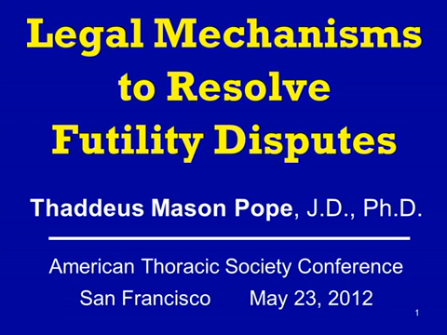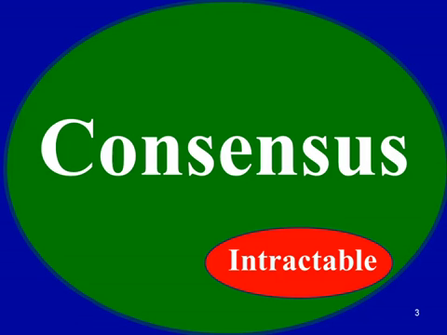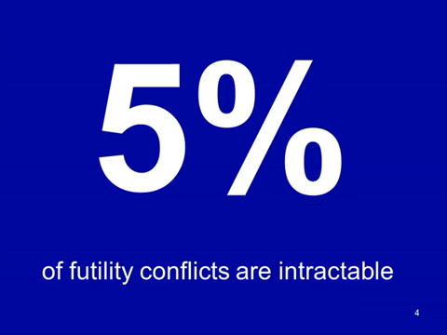Good afternoon. So I'm going to address legal mechanisms to resolve futility disputes. And the first thing, and the most important thing to say about legal mechanisms, is that they are, and usually should be, a last resort. This sort of echoes Randy's comments earlier. Why? Because consensus is reached in most futility disputes. Often, through communication and mediation, surrogates and providers can find agreement. Only around 5% of futility conflicts prove intractable.